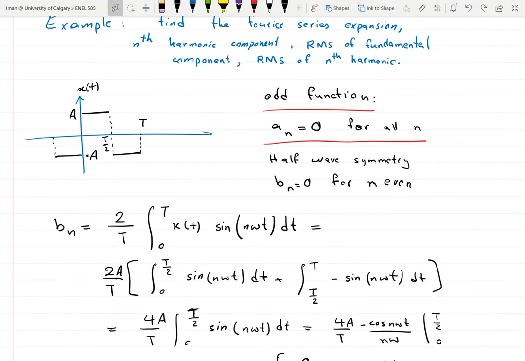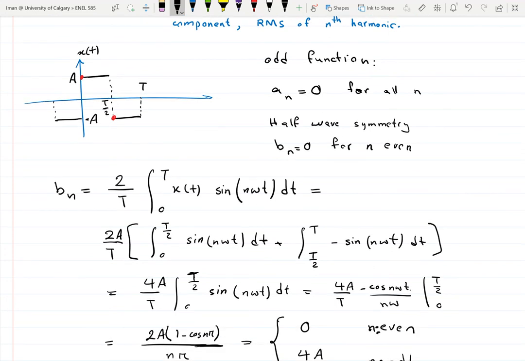But there's another thing too. This circuit has a half-wave symmetry, and the value that you have here is minus the value at capital T over 2 further ahead in time. So that's why it's half-wave symmetry. So also b of n would be 0 for all n even, and we're going to see that in the formula as well.